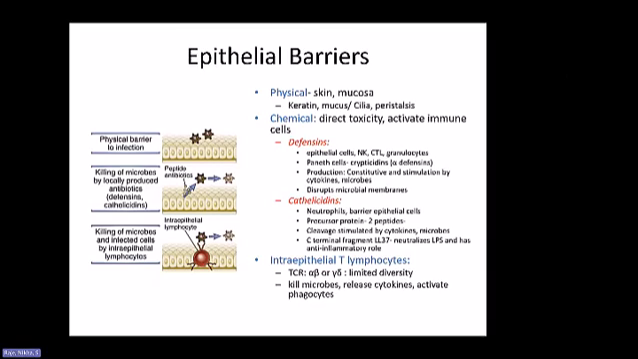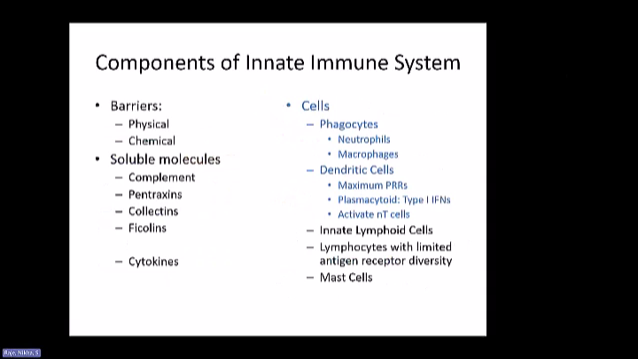There are some cells in the epithelial layer. These are intraepithelial T lymphocytes. So these are either alpha, beta, or gamma delta, but regardless of what kind of receptor they have, these T lymphocytes are part of the innate immune system, which means they have very limited diversity. They still help in killing microbes, releasing cytokines, activating phagocytes, but they are activated by very limited diverse antigens. So that's our epithelial barrier.